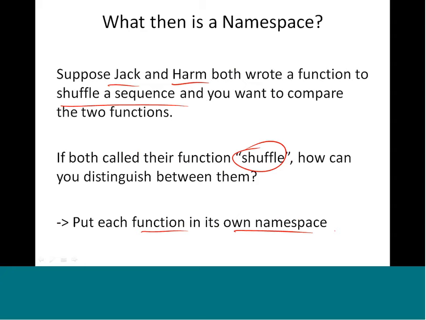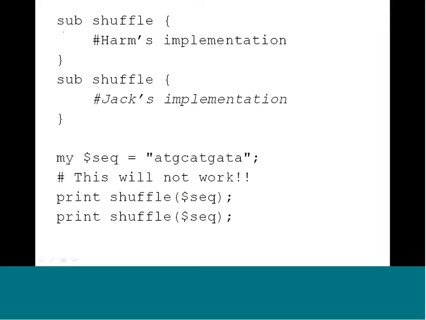So now we call the first one Jack's or Harm's. There's a sub shuffle, and this is Harm's implementation, and then there's also a sub shuffle, which is Jack's implementation. If you say shuffle SEQ on the sequence that we need to shuffle, this will not work because it doesn't know which function to use. Again, same thing, it does not work. So we need to distinguish between this and this. How do we do that?